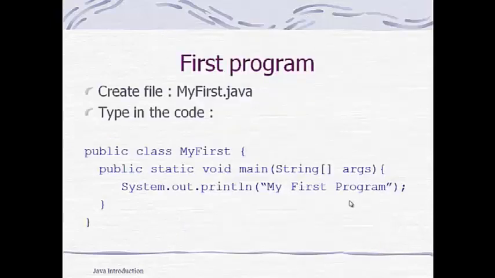Look at the first program. Create a file called myfirst.java. Type in the code. It looked like this: public class myfirst, and we have a method public static void main with parameter String array, and give it a variable args, and System.out.println in double quotes. Pass the argument "my first program", which prints my first program onto the console.